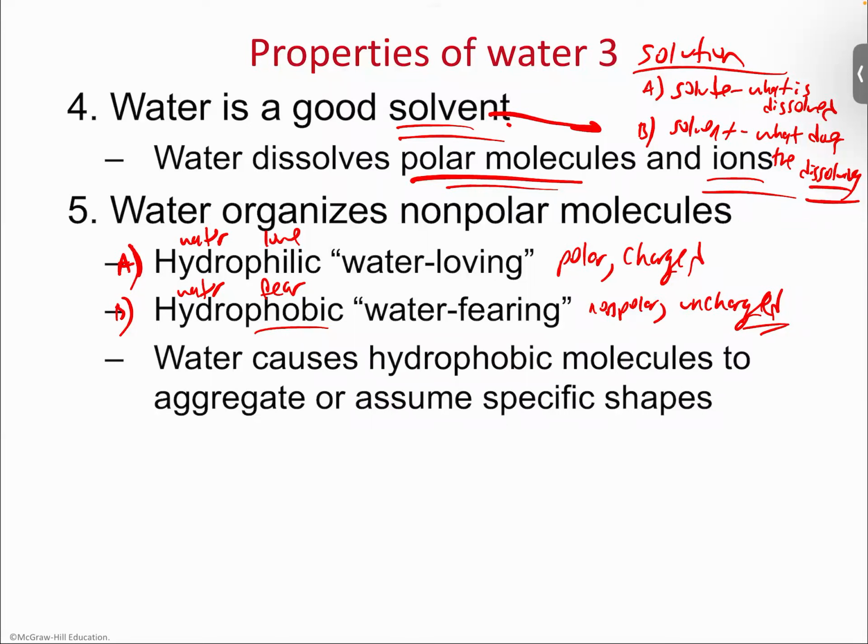Now, here's the cool thing about this. Because that's there, you don't have to do anything to these molecules for them to have these feelings. They're already there, yes? So that has some benefits to it. And water is like the smart one of the two, right? The hydrophobics are like the not so smart ones.